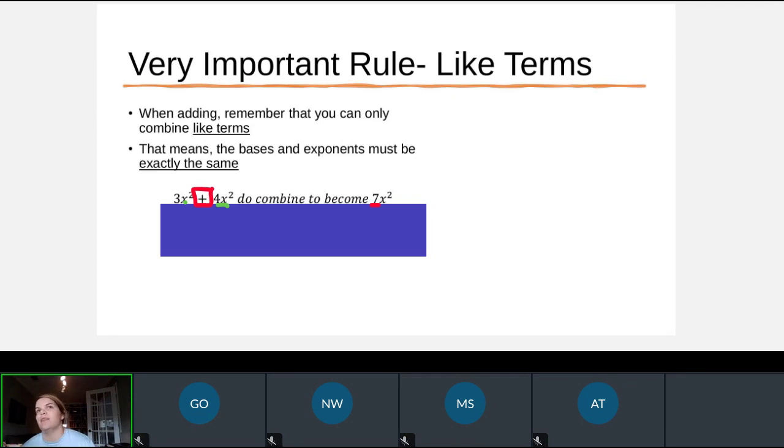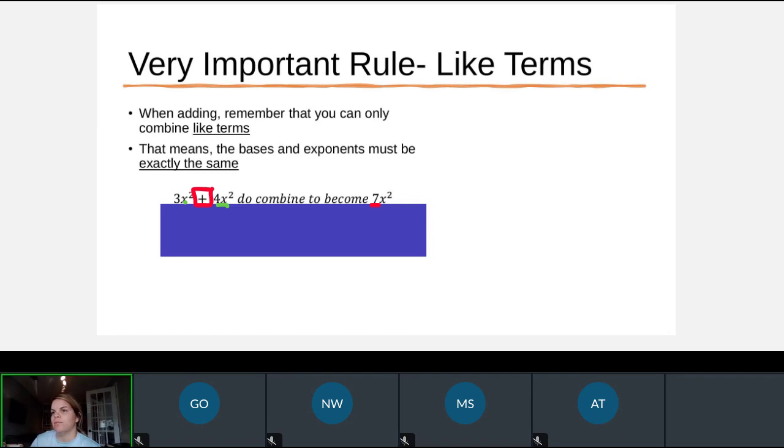Okay, so you're going to learn about that in the course. I believe it's Friday. So we're going to talk about multiplying polynomials next week in class. Okay, but for right now, when you add polynomials, you add the coefficients, leave the base and the exponents alone.